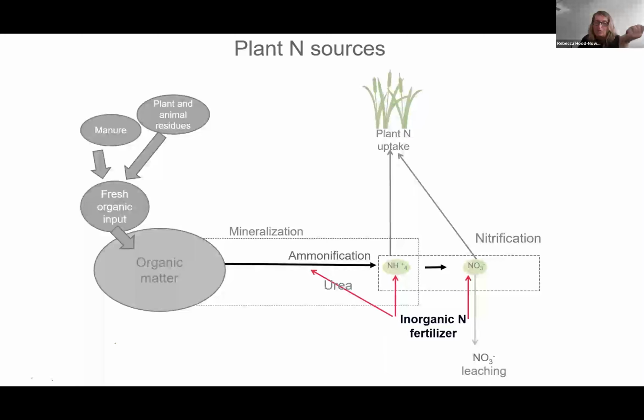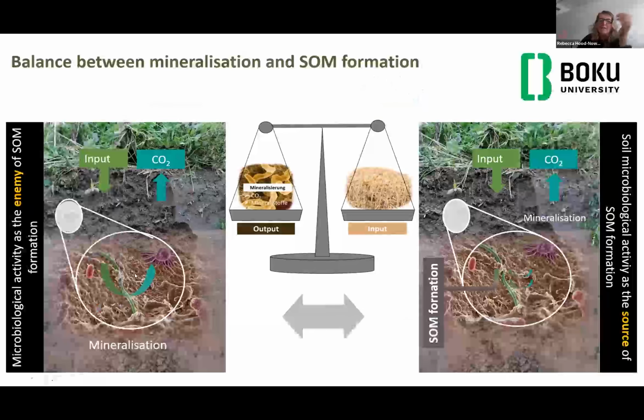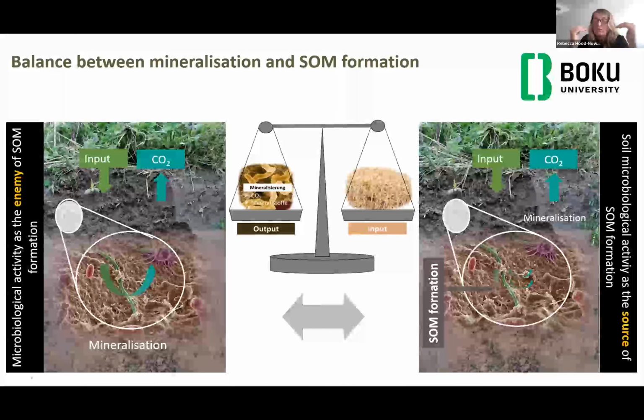And that mineralization process, again, this is where it comes back, is really a balance, right? We want a high mineralization process to supply nutrients to the plant, but we also want to retain the organic matter formation. So we want maximum productivity in terms of organic matter conservation, but we also want good mineralization in the soil. So it's a difficult one to get around.